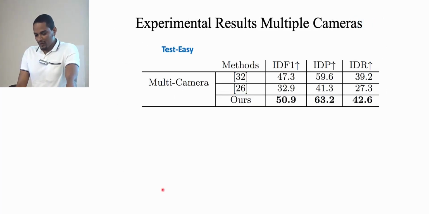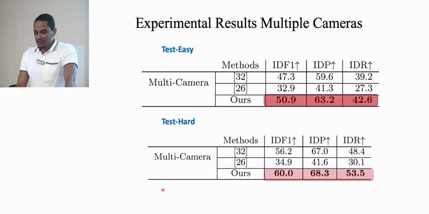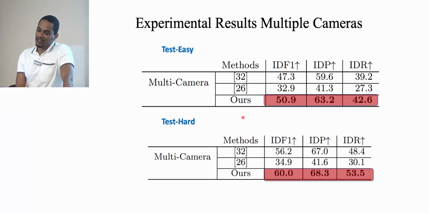These are across-camera evaluations in test easy and test hard. We consistently outperform the state of the art in all 3 measurements. In this case, we are able to outperform by around 4% on IDF1 in both sequences.